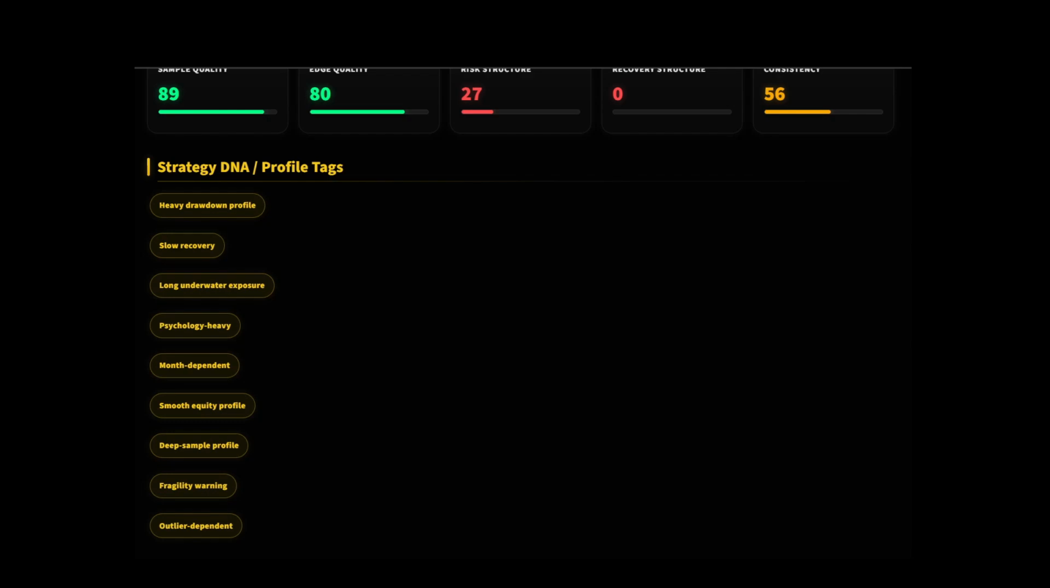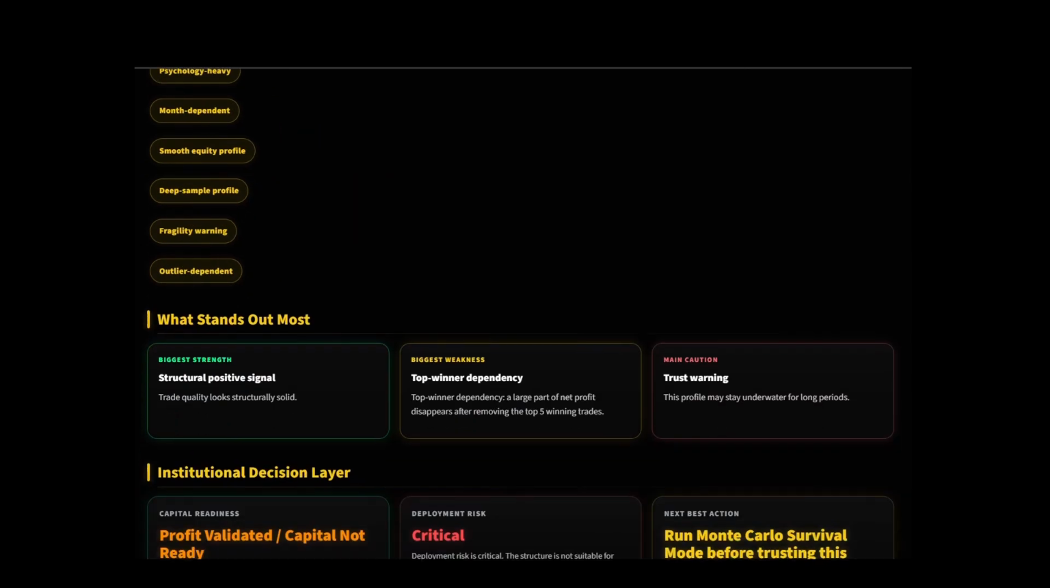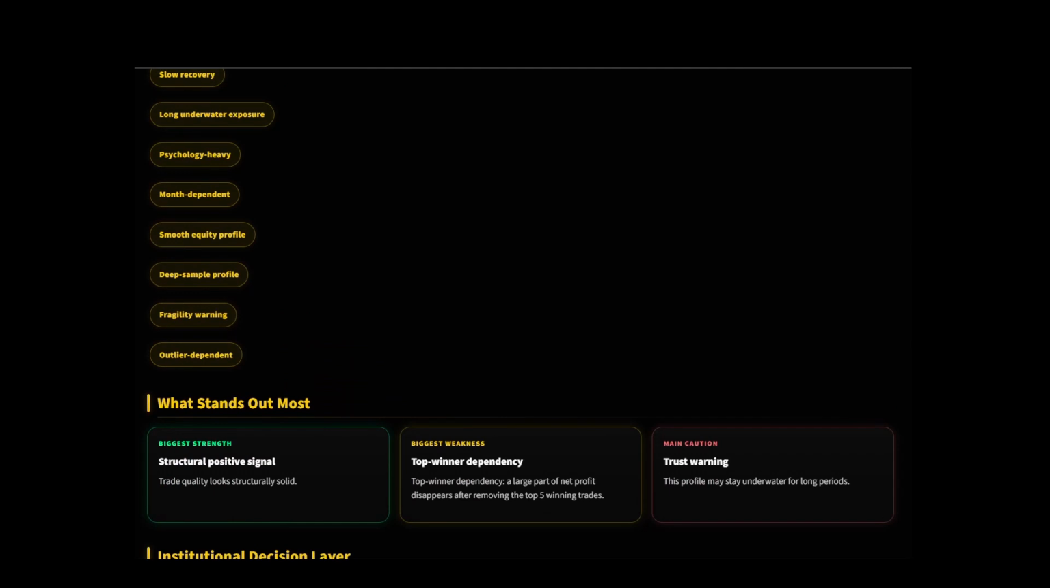So in one view, you already get a feeling for what kind of strategy this is. It is not only profitable or unprofitable, it has a character. It has pressure points. It has behavior that can be difficult to hold in real trading. Then below that, we get the what stands out most section. This gives a very quick read of the biggest strength, the biggest weakness, and the main caution.